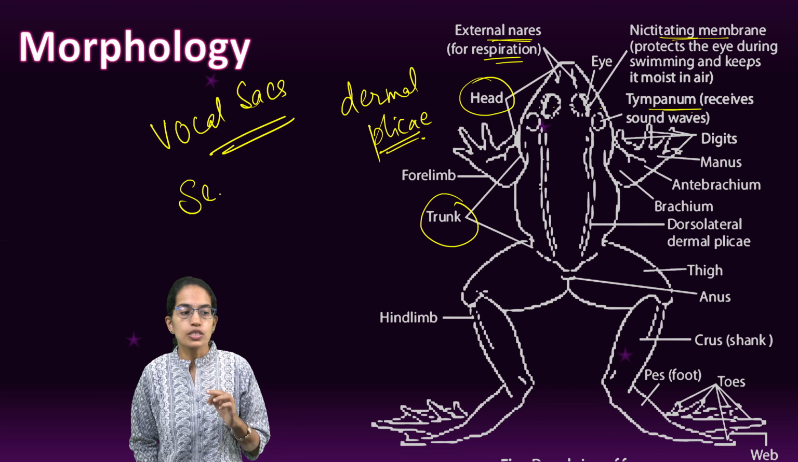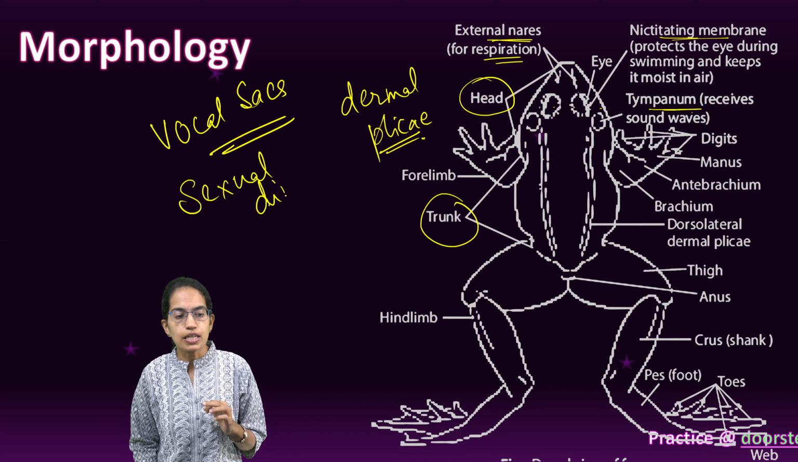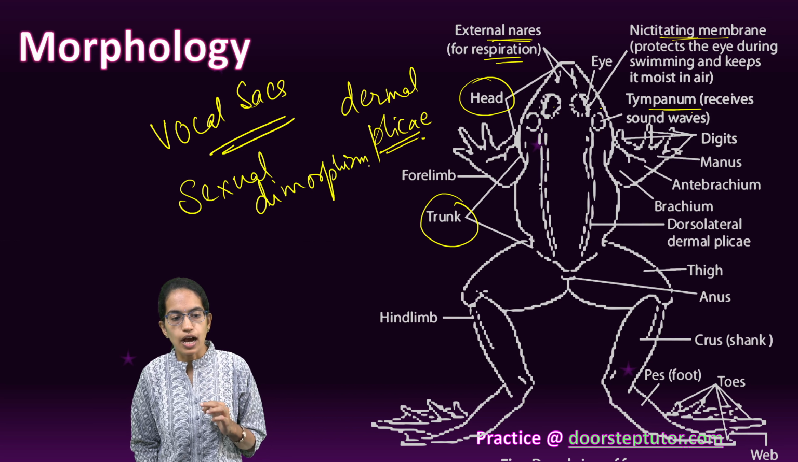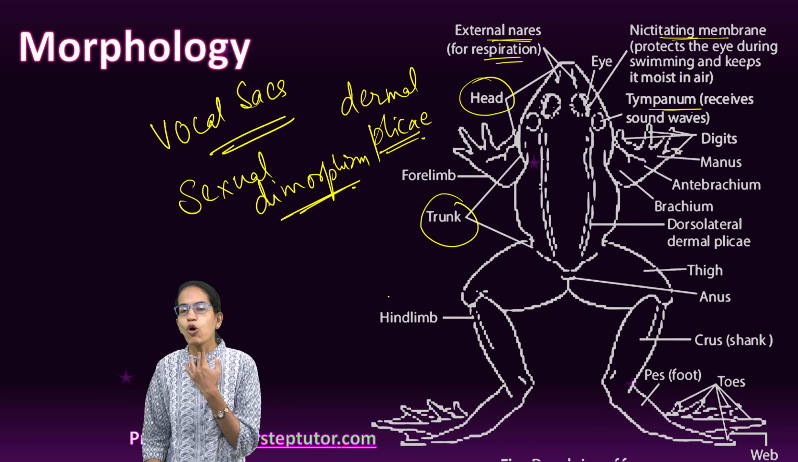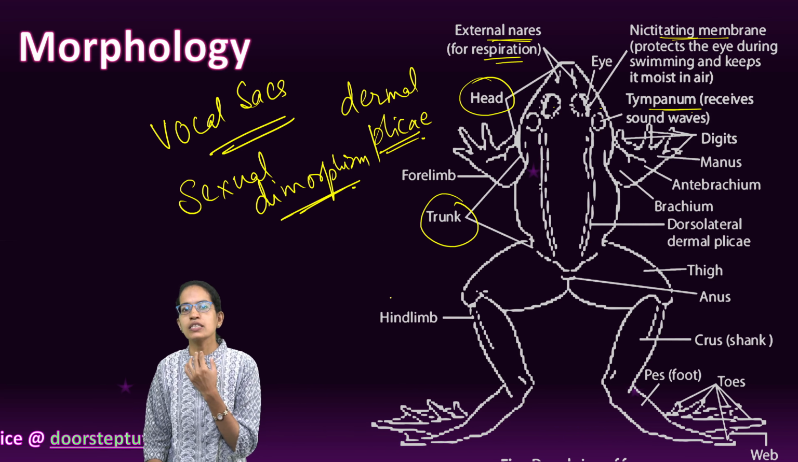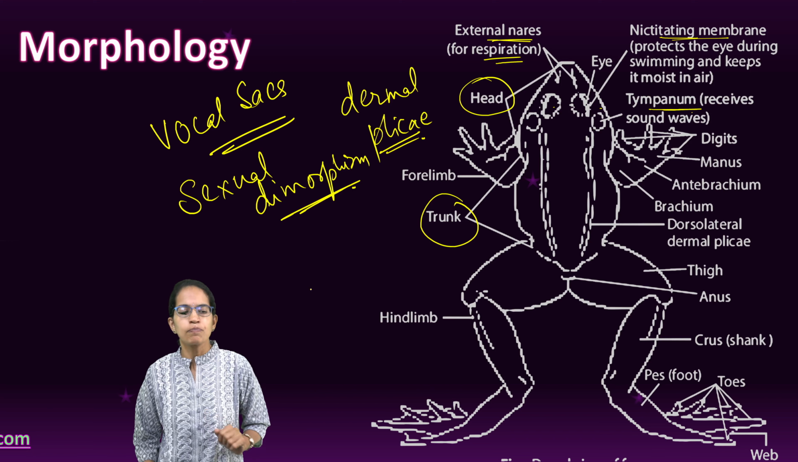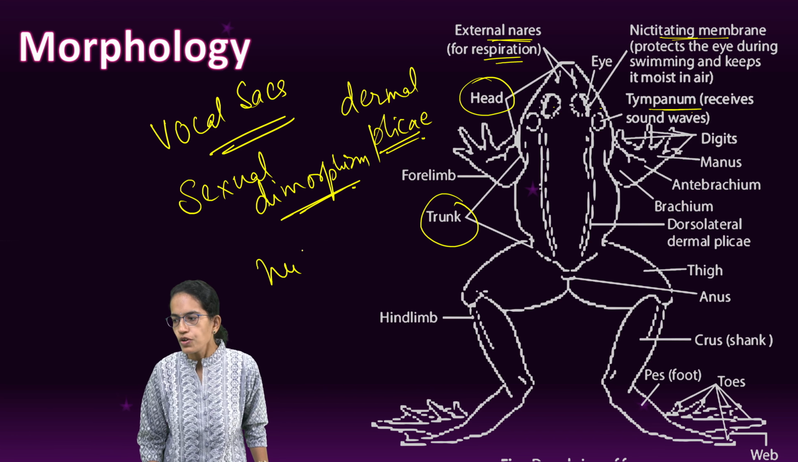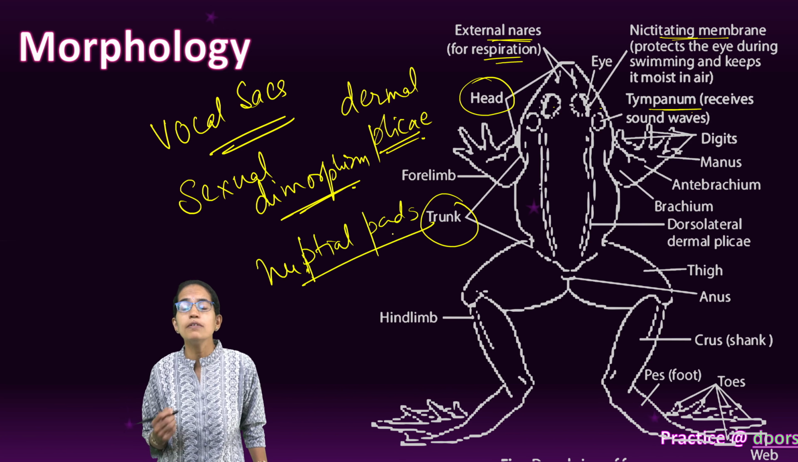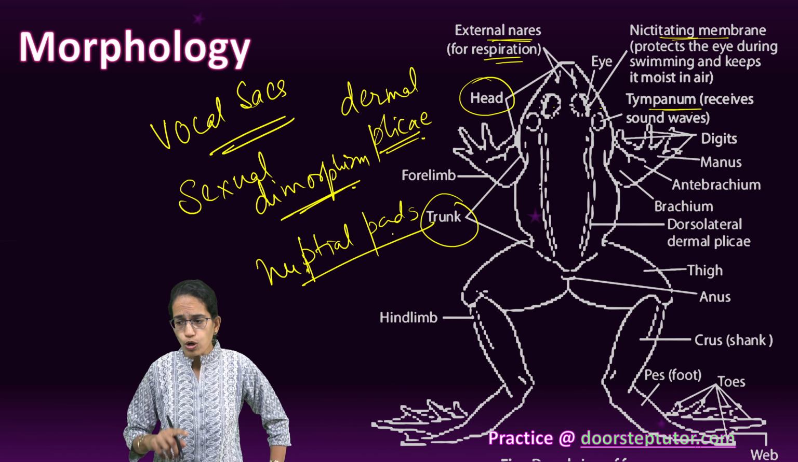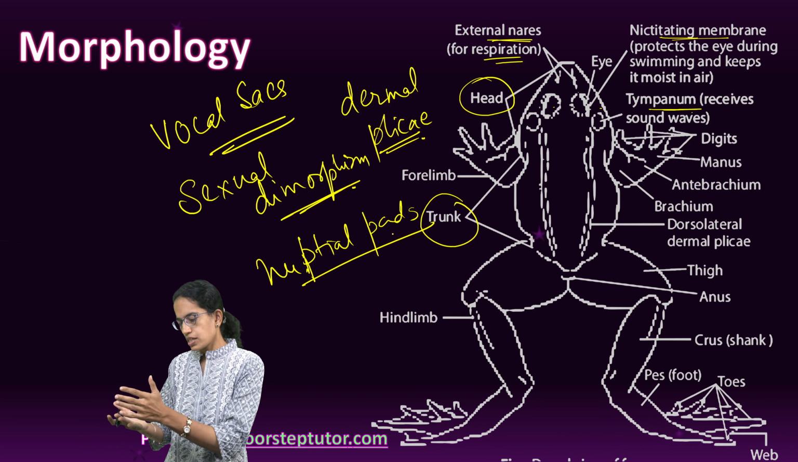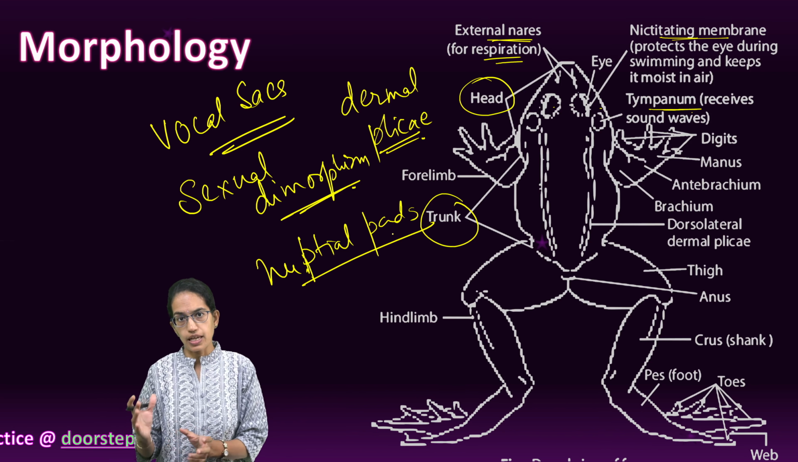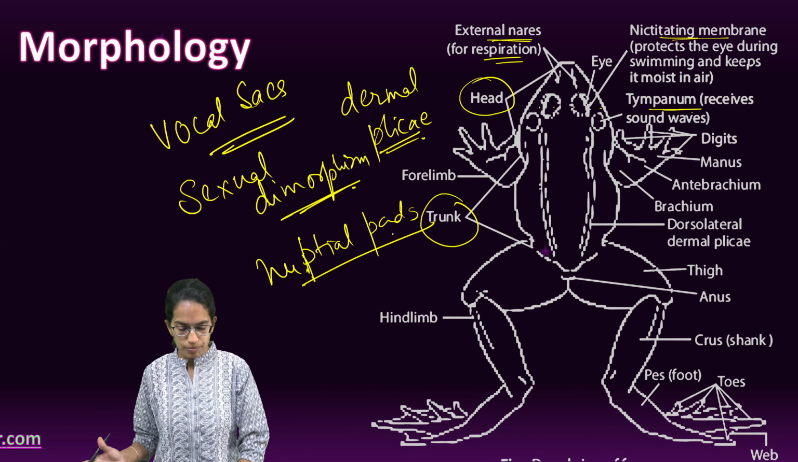Frog shows sexual dimorphism. That means the male and the female counterpart are different. How are they different? The major difference is the development of the vocal sac, which intensifies the croaking sound during the breeding period. The other is the presence of the nuptial pad, which is again seen during the breeding season. Also, the males are somewhat thin and slender, we can say, and dark in contrast to female frogs.